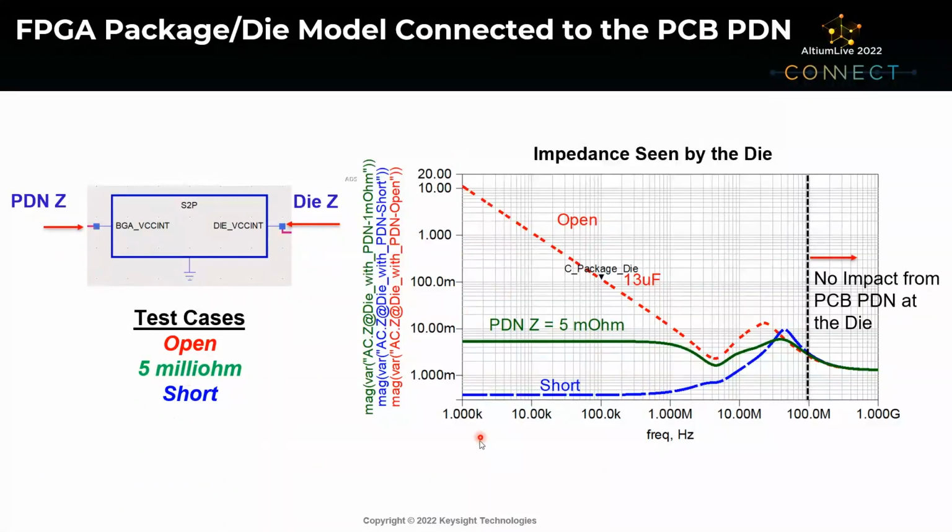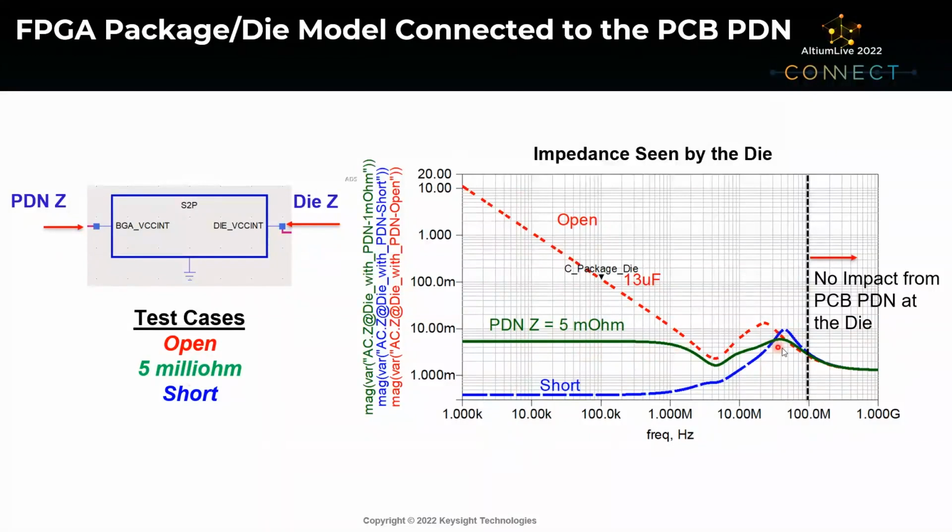If I look at impedance versus frequency, the first thing I notice is that above 100 megahertz, it does not matter what I do on the printed circuit board PDN. I can have a complete open or a short. Doesn't matter. Above 100 megahertz, there is no impact from the PCB printed circuit board power delivery network. But below that, I find some interesting things. Obviously, at DC, there's a huge impact. That's where our power supply is delivering power and our decoupling capacitors.